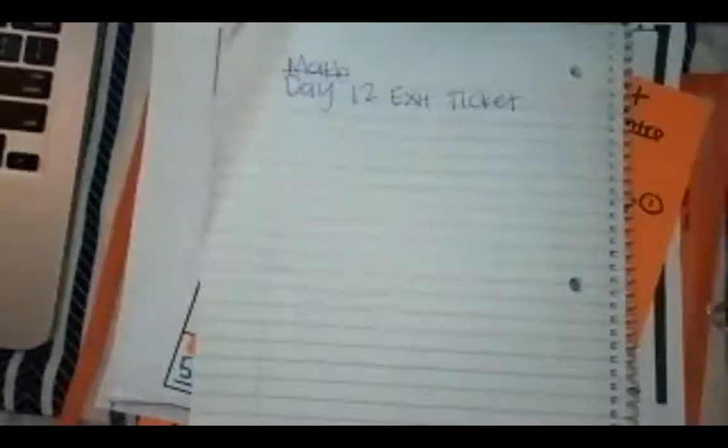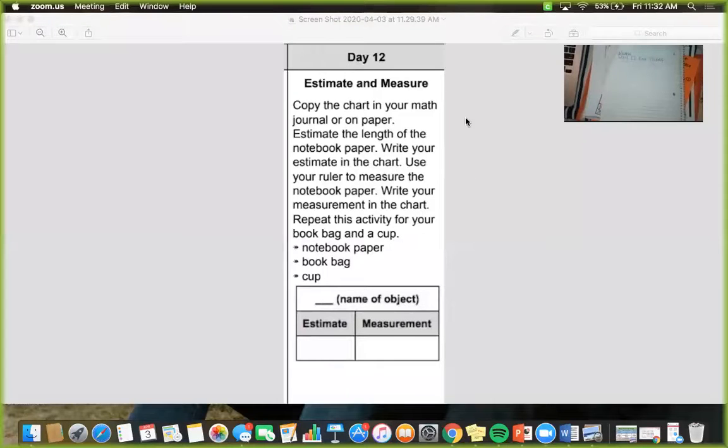So I'm going to go ahead and share my screen so that you could see the problem for today. The problem today for day 12 says, estimate and measure. Copy the chart in your math journal or on paper. So what it wants us to do is first we have to copy this chart. So I'm going to go ahead and copy it into my math journal.